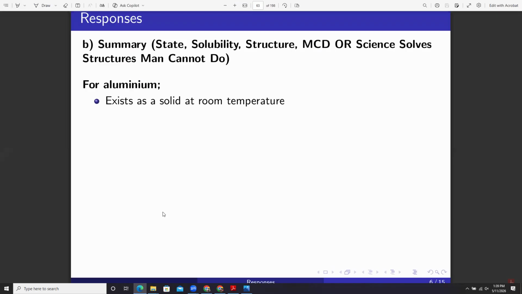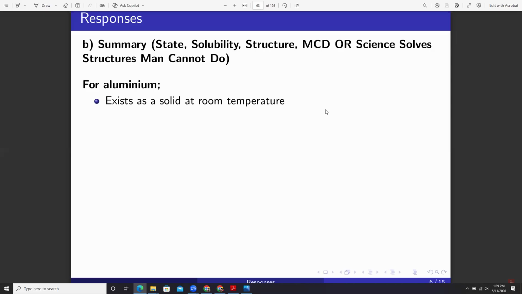Why are metals solid? Now these metals are made up of stronger bonds. So it exists as a solid at room temperature.